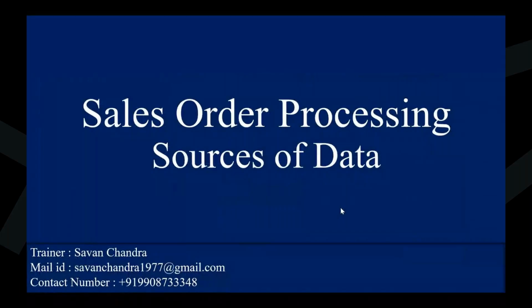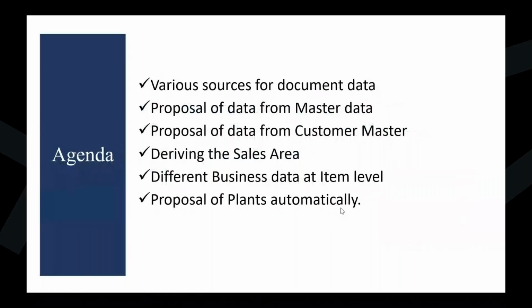In this, the topics that we are going to cover: we will see various sources for document data, proposal of data from the master data, and proposal of data from the customer master. We will see that. Then deriving the sales area, how to derive the sales area during sales order processing. Then different business data at item level, how to enter the different data at item level. We will see that. And then proposal of plants automatically. So these are the topics we'll be covering in sales order processing, sources of data.